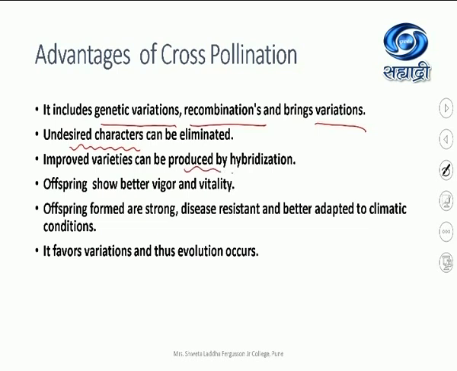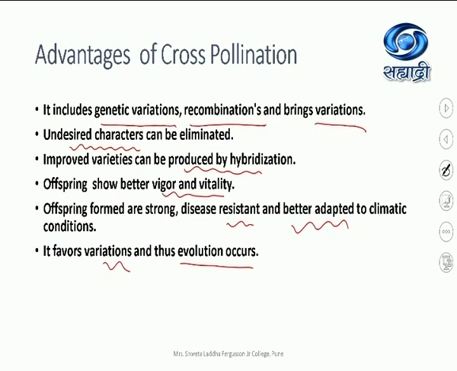Improved varieties can be produced by hybridization. Better varieties having more vigor, more vitality, disease-resistant varieties, varieties better adapted to the climatic conditions, such types of offspring can be formed. As there is mixing of genes and characters, it favors variation. Variations are brought, new characters are developed, and thus it favors evolution. So these are the advantages of cross-pollination.